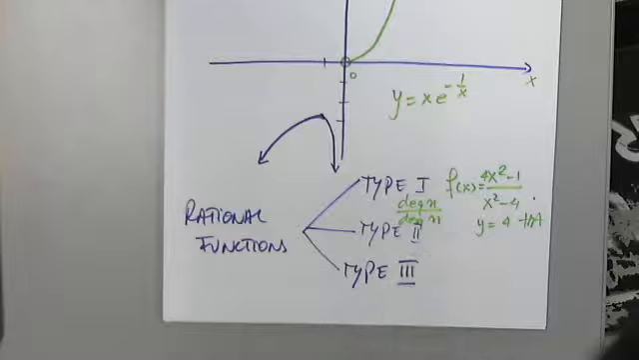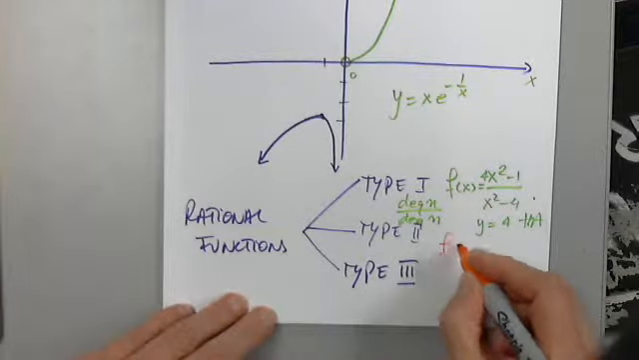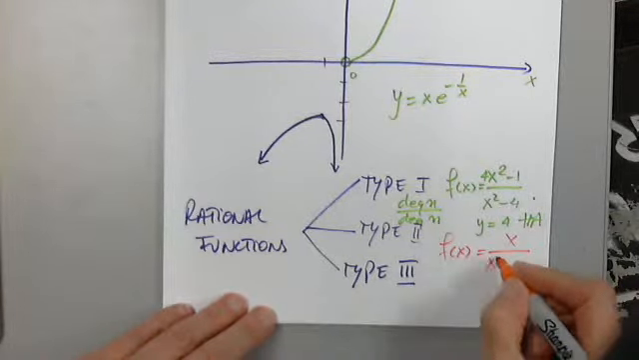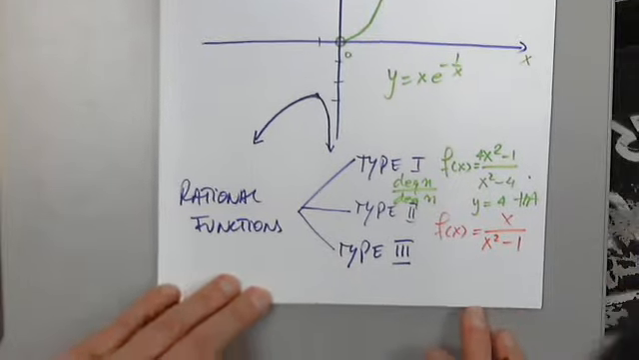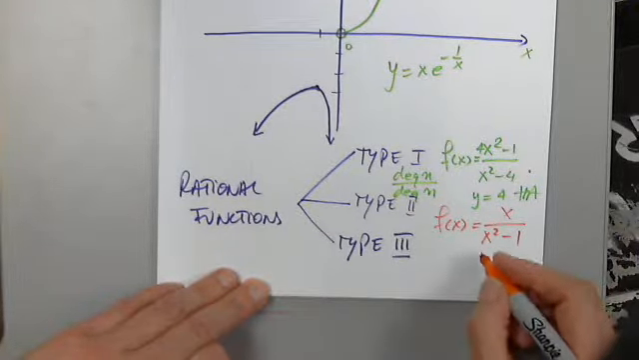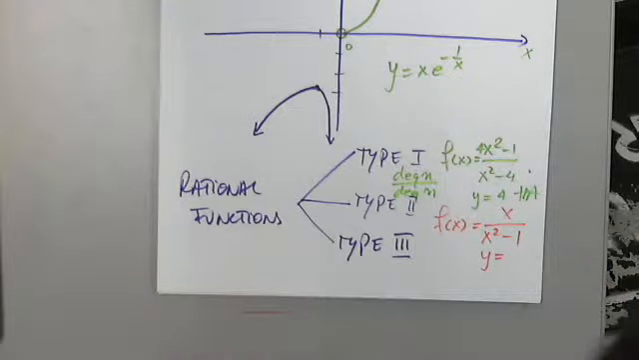Now, type 2 has a higher degree in the denominator. So let's say x divided by x squared minus 1. What will be the horizontal asymptote for this function? And think in terms of the limit at infinities. That will always be the answer for type 2, when the denominator is stronger than the numerator. What will be the horizontal asymptote for such a function? Of course, always. At infinities, the denominator grows so much faster than the numerator, so the horizontal asymptote is 0.